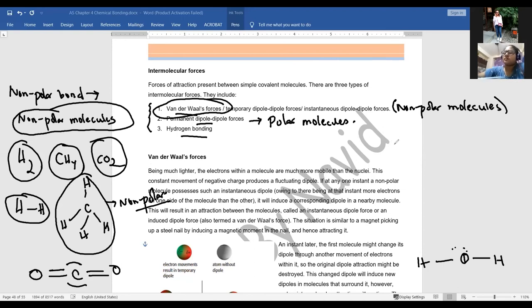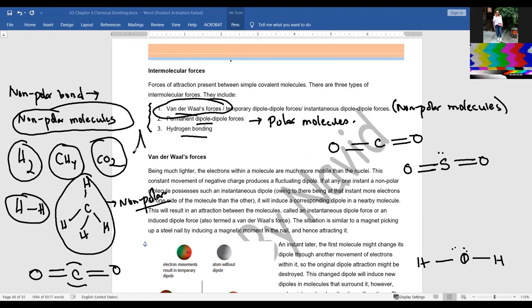Now, take carbon dioxide and sulfur dioxide. Are both the same? No. Sulfur dioxide is triangular planar, carbon dioxide is linear. Why? Carbon dioxide has just two bond pairs. There's no lone pair. So overall, this molecule is nonpolar. Sulfur dioxide has two bonds with a lone pair. So is it symmetrical or asymmetrical? Asymmetrical. So is it going to be polar or nonpolar? Polar.